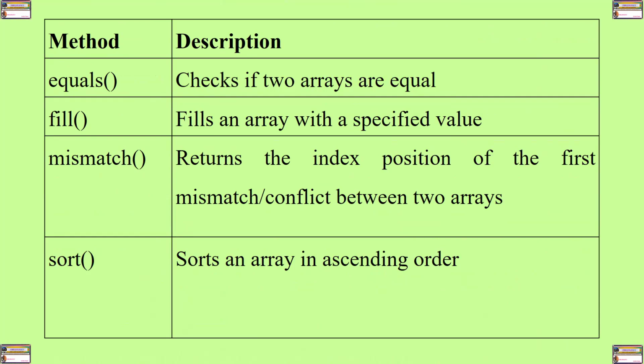The fill method fills an array with a specified value. Mismatch returns the index position of the first mismatch between two arrays. The sort method sorts an array in ascending order.